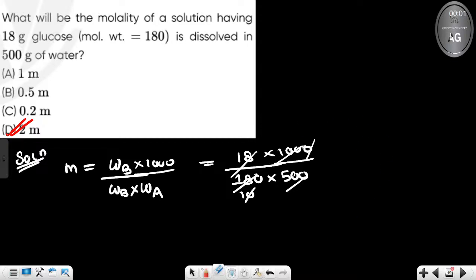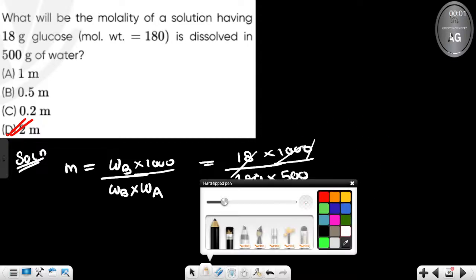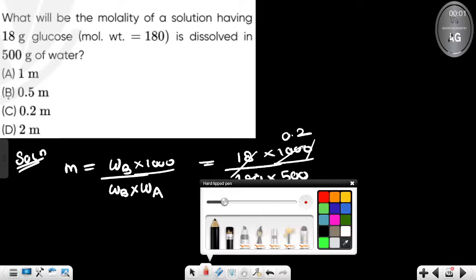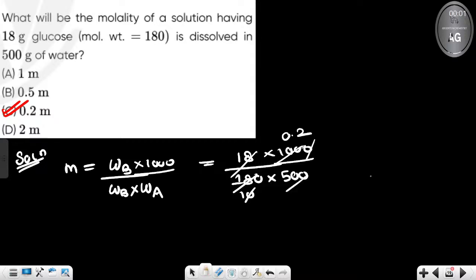This is point 2, so that is going to be option number C. It is 0.2. Okay, clear?